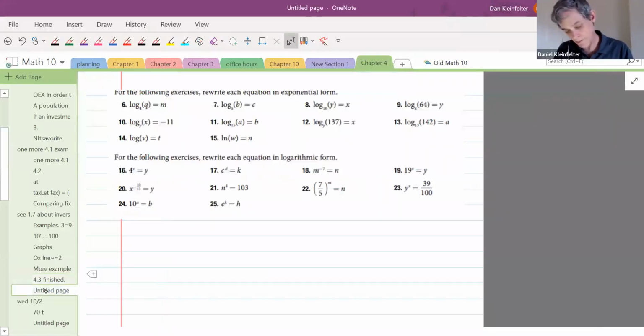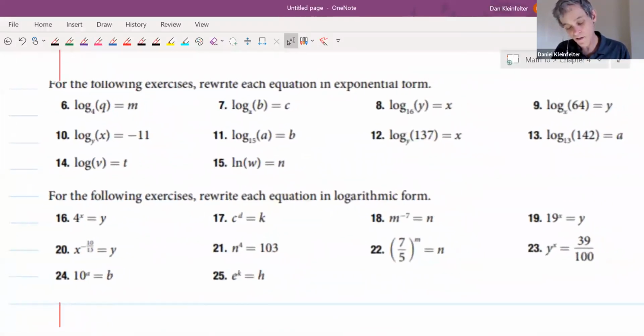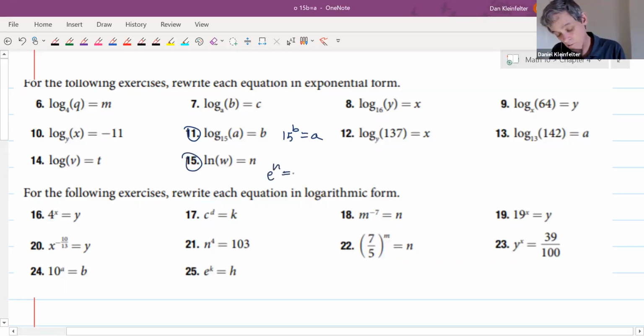Here are some more. These ones are from our actual textbook. So for the first group, it just says rewrite each equation in exponential form. We actually already did quite a few of these, so I'll only need to do like 2. Let me take number 11. It says log base 15 of a is b, so 15 to the b power would equal a. Let me do one with an e in it, why not? I'll do 15. Natural logarithm of w is n, so e to the n would equal w.